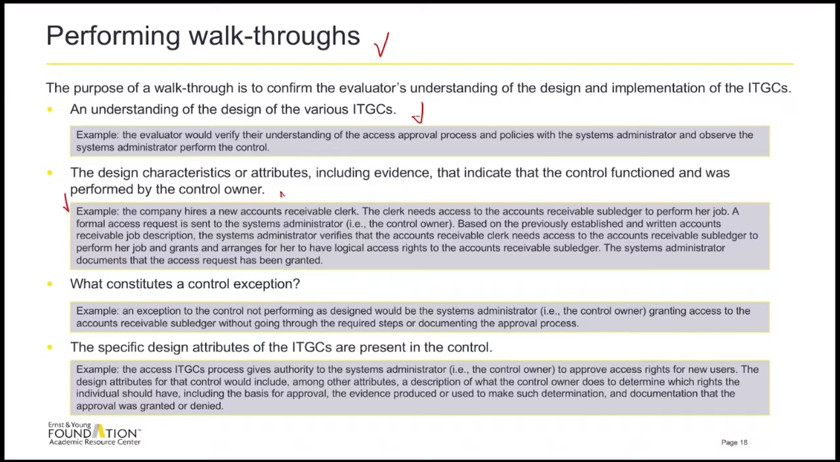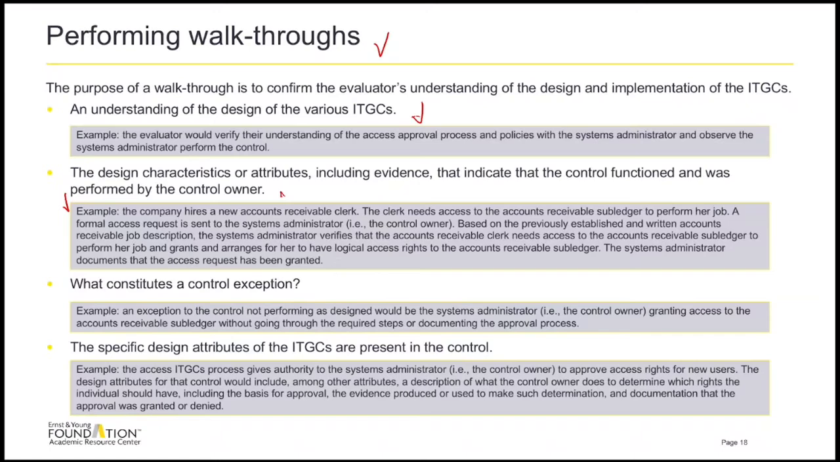So for example, the company hires a new AR clerk. The clerk needs access to the AR subledger to perform her job. A formal access request is sent to the system admin, the control owner, and based on the previously established and written AR job description, the system admin verifies that the AR clerk needs access to the AR subledger to perform her job and grants and arranges for her to have logical access rights to the AR subledger. The system admin documents that the access requests have been granted.